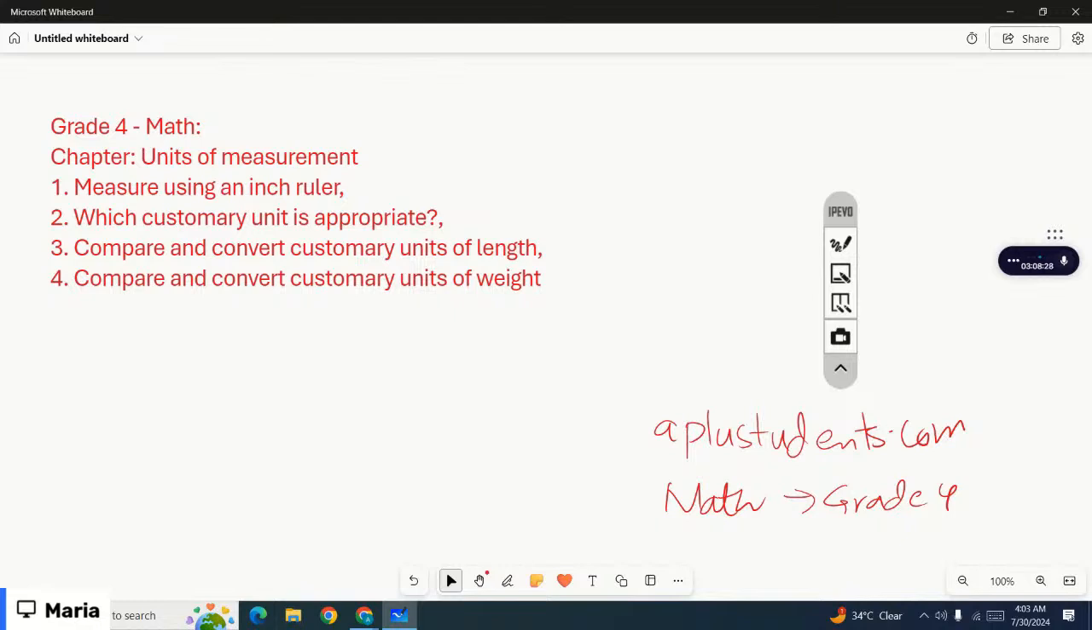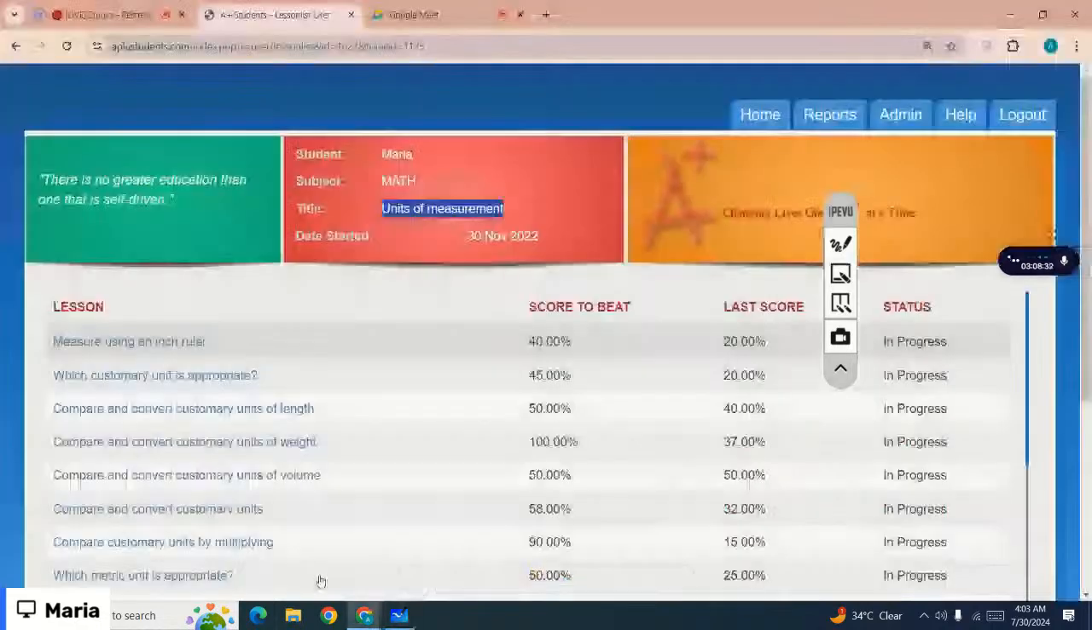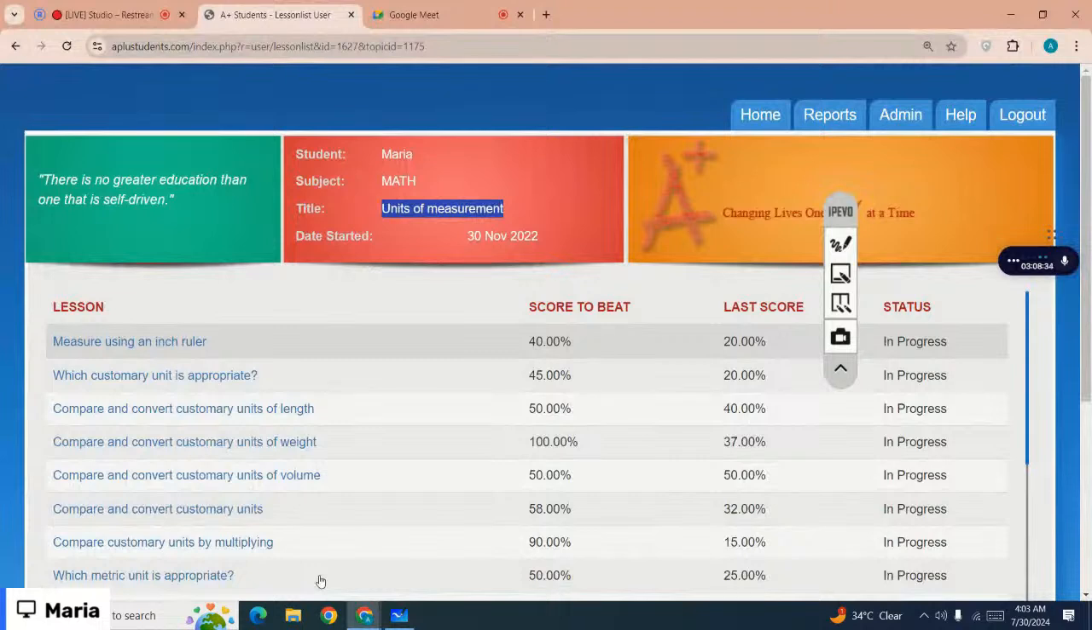Let's just start with the lesson. Here I'm on math. The chapter we are on right now is units of measurement. Let's start with measure using an inch ruler.